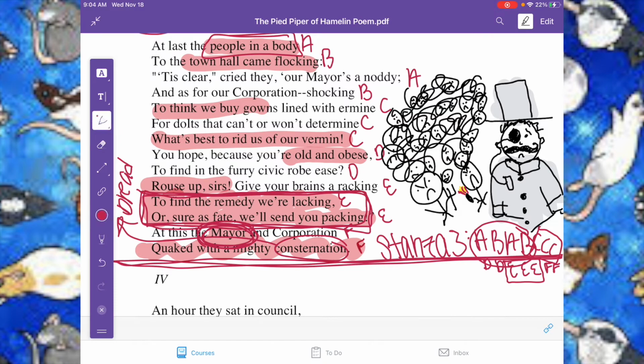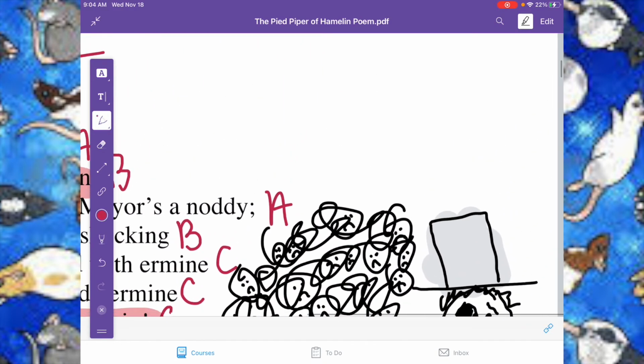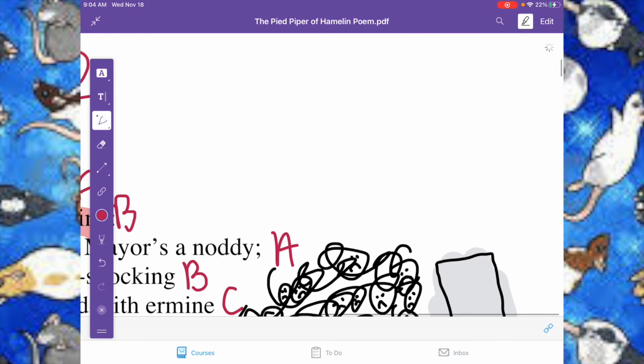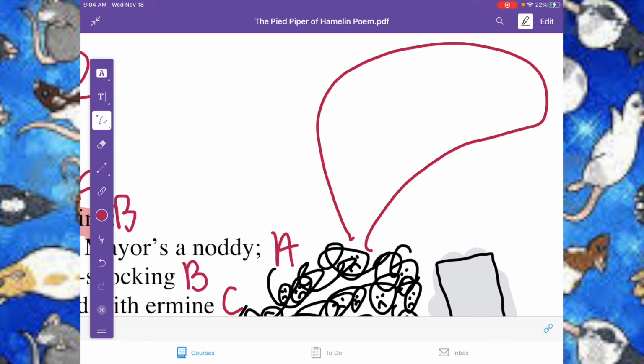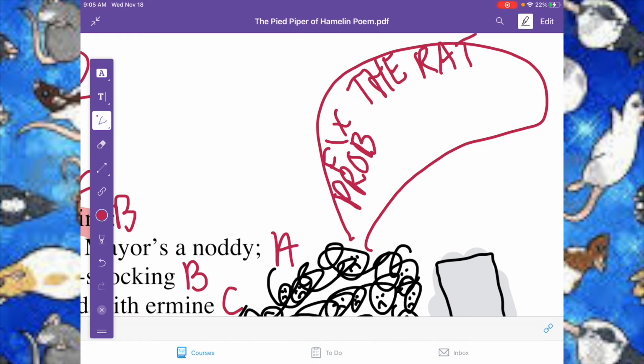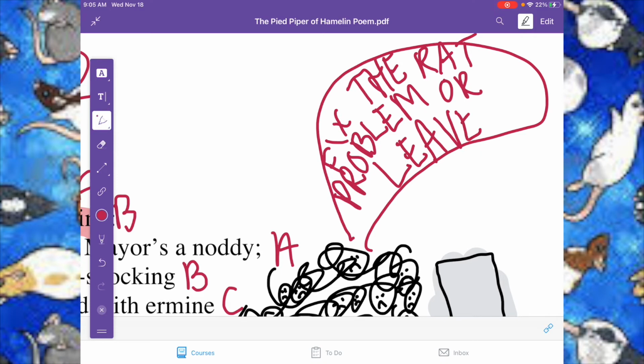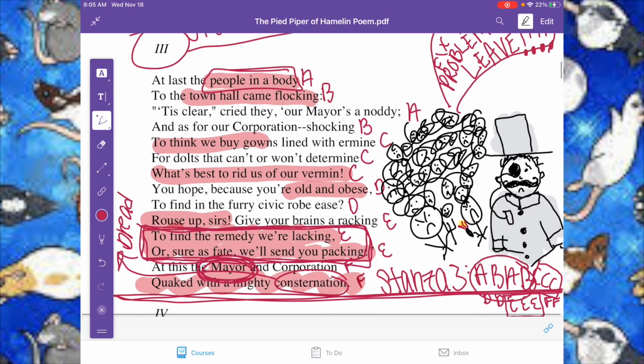Alright, and let's give them some dialogue. What are they saying here? Paraphrasing. Fix the rat problem. Or leave. I'm throwing a lot of exclamation points in there because they are mad.